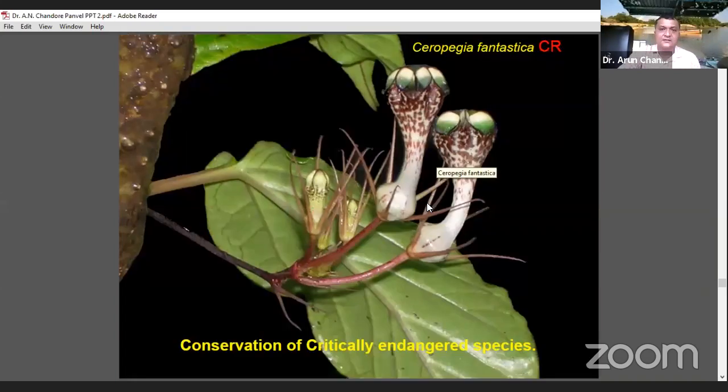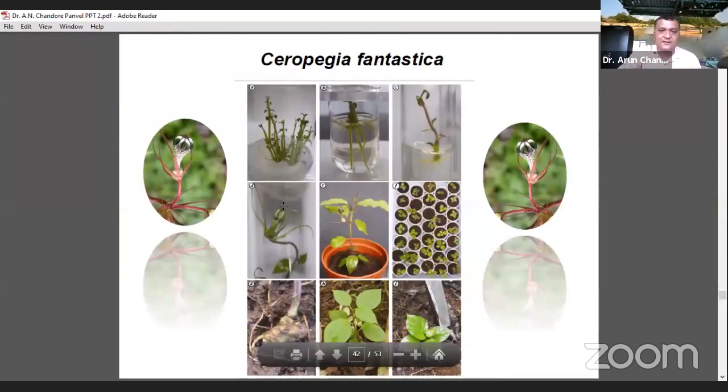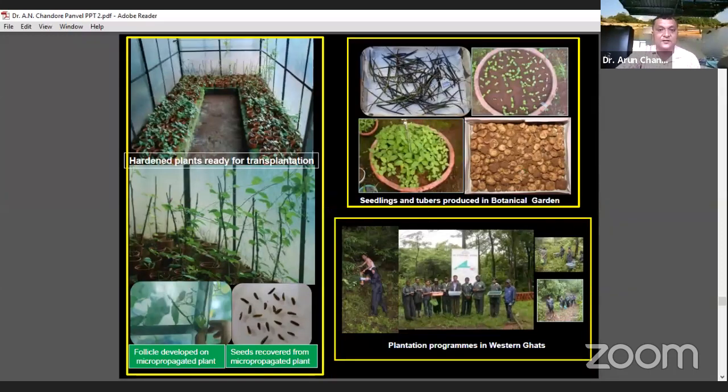Then the third plant, another plant, is Ceropegia fantastica. This is also a critically endangered plant. You see this top view of a beautiful flower. It belongs to the family Apocynaceae, and here we used another method, tissue culture, a biotechnological tool, to propagate this plant. This paper was published in Current Science. We prepared about 3,000 tubers of this plant, and planted them in the natural habitat with the help of the forest department. This is one way for conservation of rare and endangered plants.